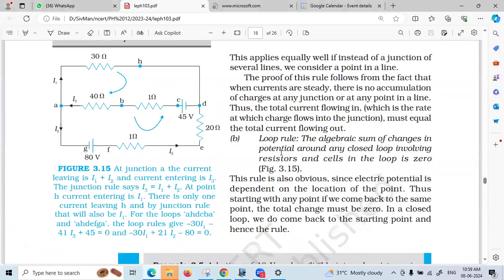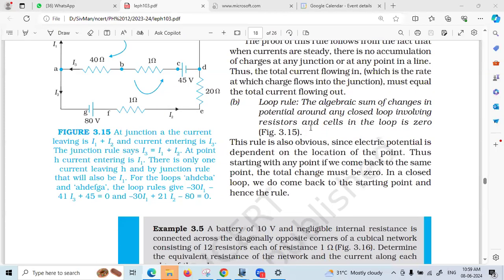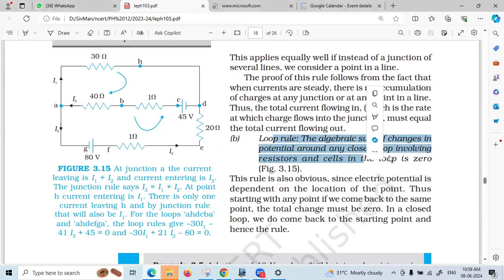This is actually given in the book, so you can read the book. The loop rule: they have used change in potential, and I have taken voltage drops.